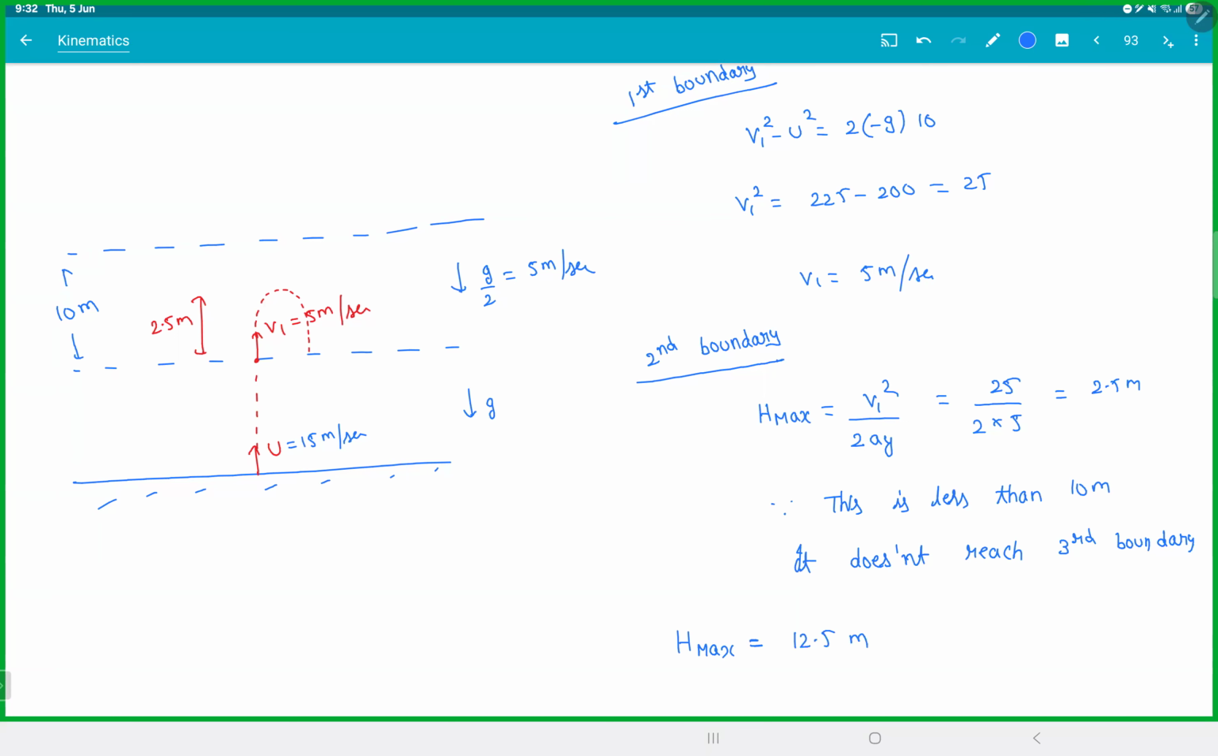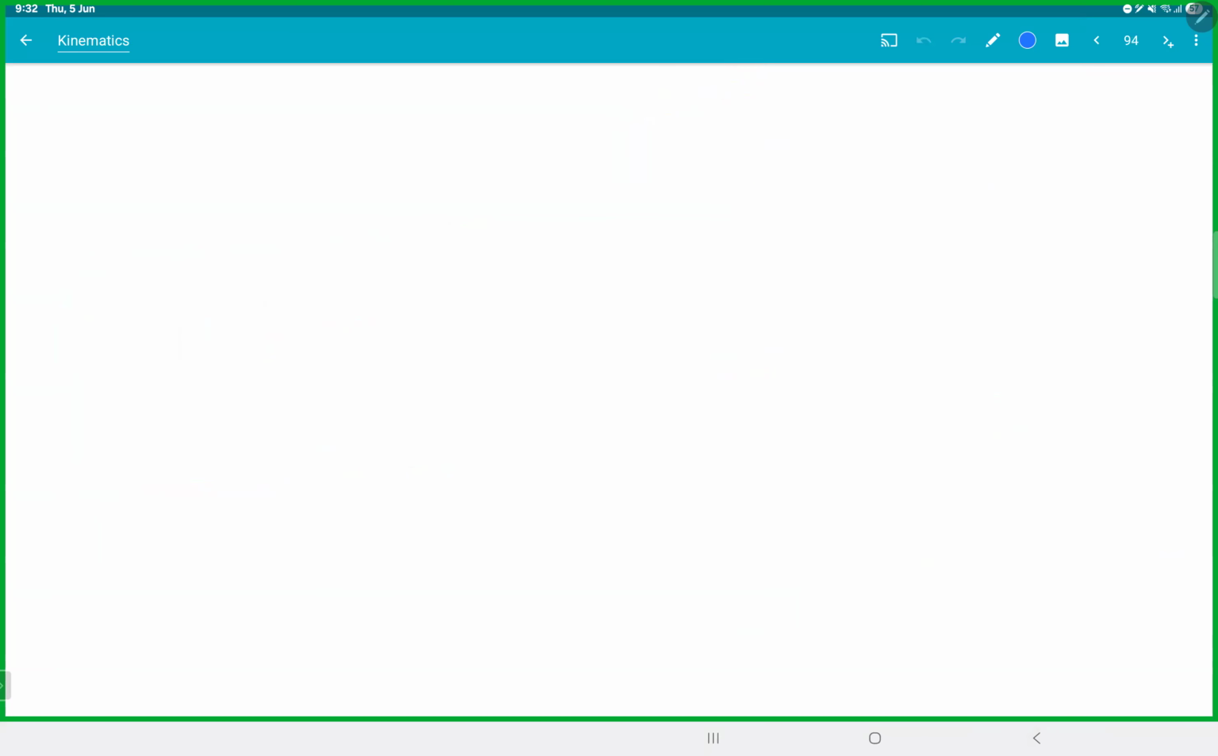Let's see. What about the second part? What you're asking is fair enough. What if it is n boundaries? We'll see next how to do it for the infinity case. Now listen.